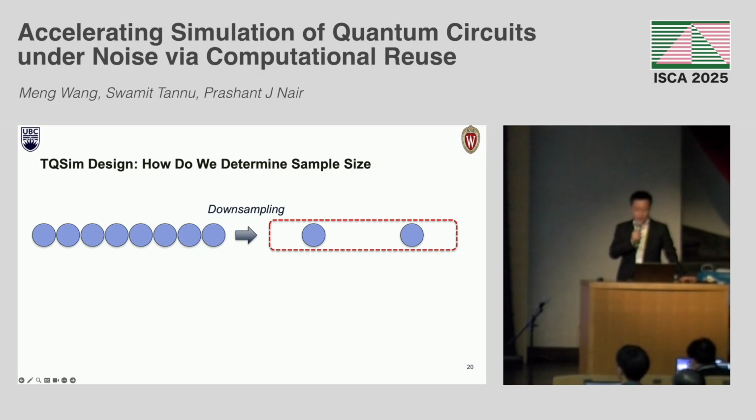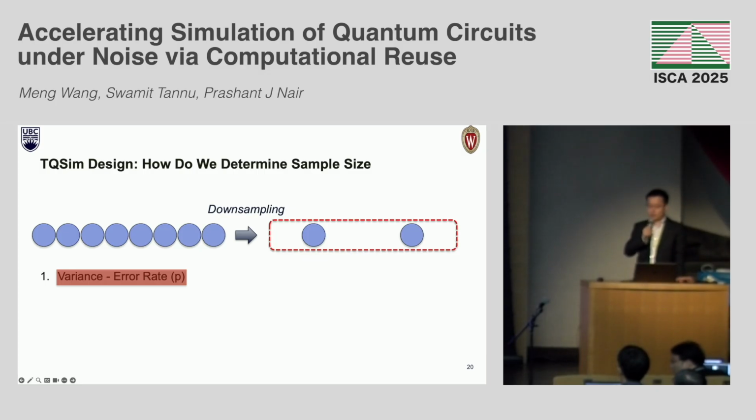In this process, there are a few key metrics we need to consider. First is the variance in the original set, which can be captured by the error rate in the circuit. This is straightforward because when we have a zero error rate, all the nodes are identical, so you only need one to represent the entire set. However, as the error rate increases, there's a higher chance of errors being inserted at different locations, leading to more variance. With a higher variance, more nodes will be needed on the downsampled side to represent the full distribution.